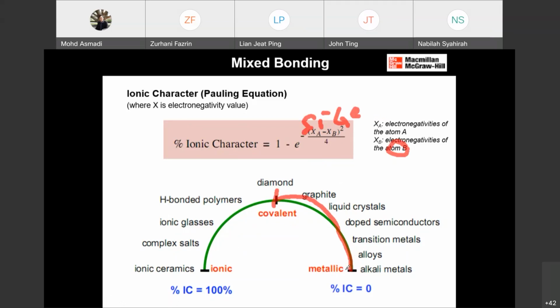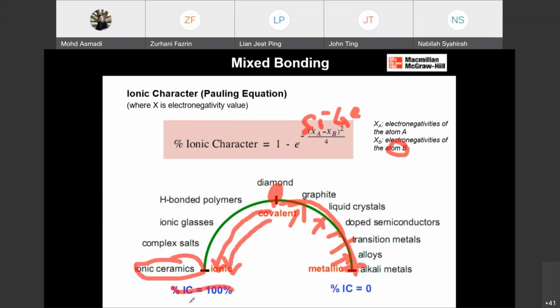Okay, so this is mixed bonding, meaning it is either graphene, liquid crystal, a semiconductor, transition metals, or alloy. If you calculate between 50% to 100%, it is closer to ionic bonding. This one is covalent, right, diamond. Ionic glasses, complex salt, ionic ceramic. 100% is exactly ionic. So this is how you calculate the ionic character to see whether the bonding is a mixture or not.